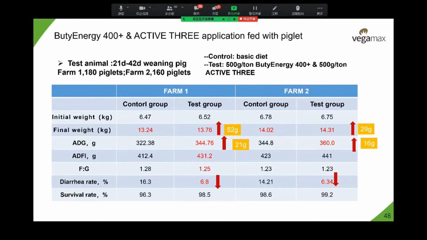For the piglet trials, we do a test with the dosage 500 gram Built-Energy 400 plus and the same dose for the Act.25. In farm 1, the final body weight increased 52 gram, and the average daily gain increased 21 gram. The diarrheal rate decreased 6.8%. In farm 2, the final body weight increased 29 gram, and the average daily gain increased 16 gram. And the diarrheal rate decreased 6.3%.